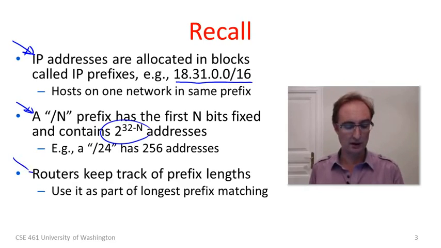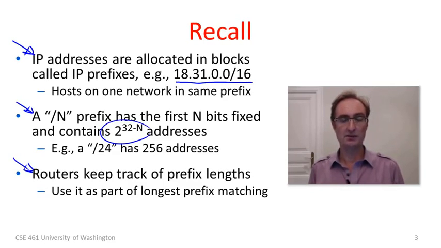Routers keep track of the length of the different prefixes. So simply by looking at an address, you can't tell what prefix it's inside. It's the router that has information about the length of the prefix. And the router uses this information as part of its longest matching prefix algorithm to forward packets in the right direction. Okay, so hopefully all of that rang a bell.